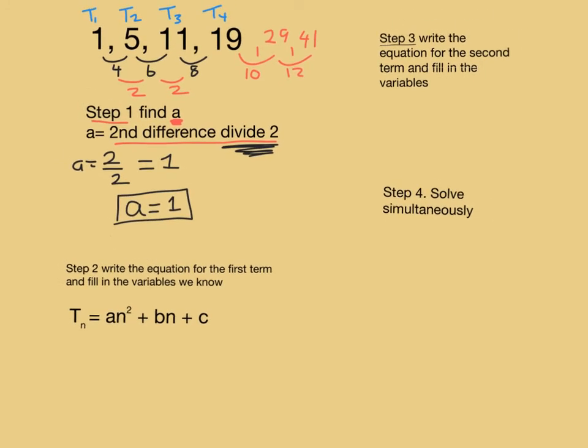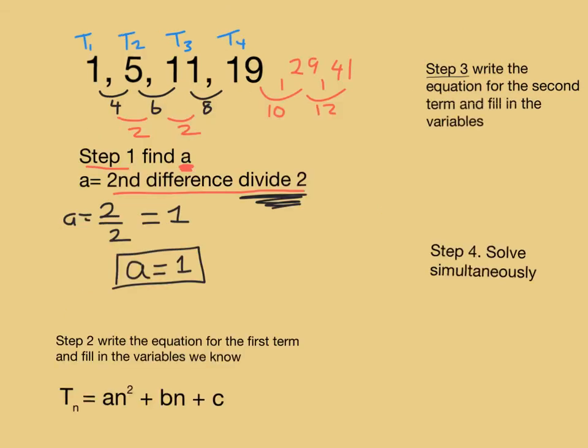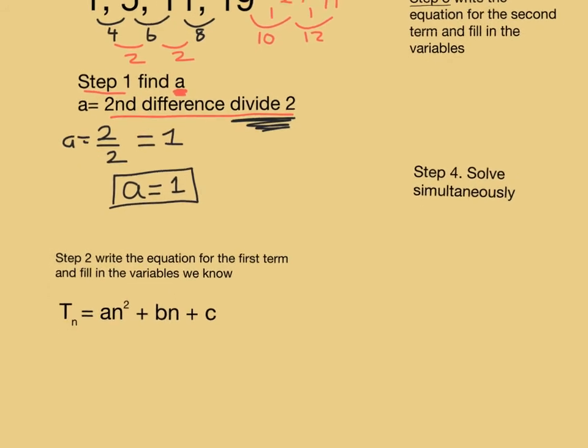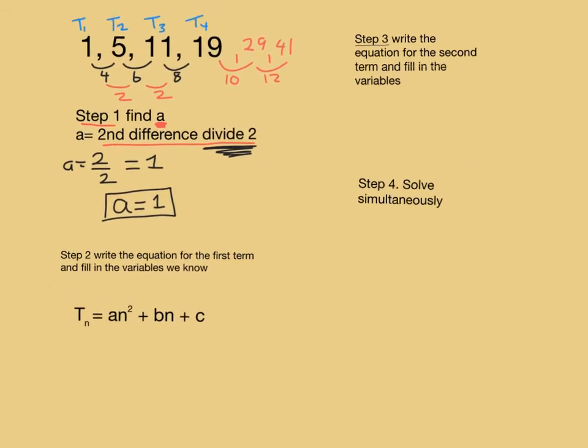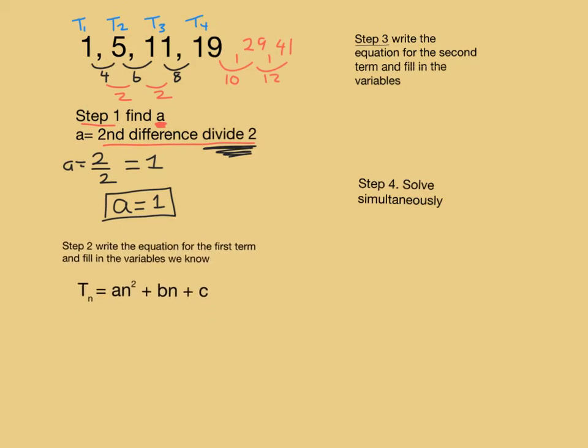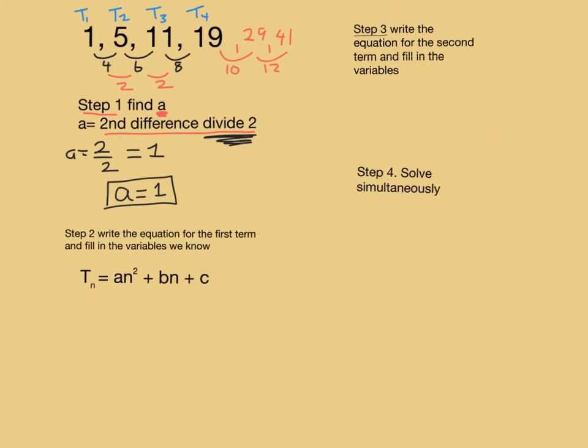Okay, so on this, step 2, write the equation for the first term and fill in the variables that we know. Now, I just want to say to you, if you can't see the steps, let me know, because I am making it a little bit smaller just so that I can write. So if you can't see step 2, just let me know. I'm just going to zoom up a little bit there. Don't mind step 3 and step 4, we're not going to do them today.